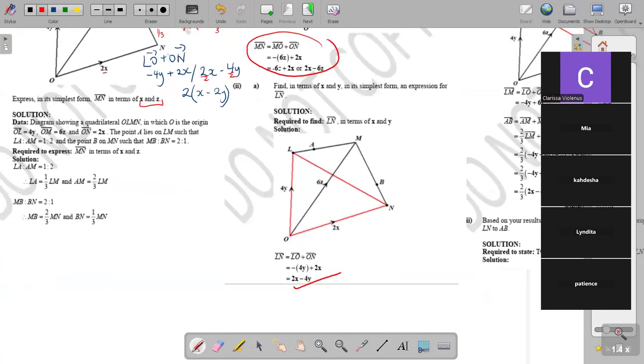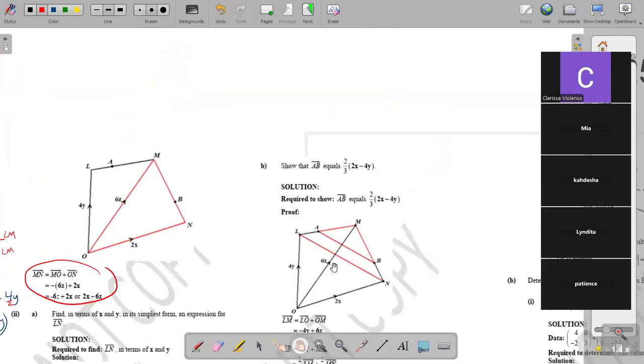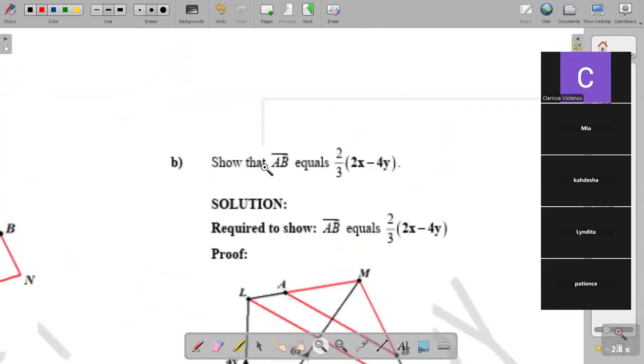Watch how easy this is. All right, let's move on. B, check this out now. Show that A. And let me tell you something: when they say show that, it means that this is the answer. So they expect you to find this, and when you find it, it must look like this. Even if you do it and it doesn't look like that, you have to find a way to make it look like this. That's the tricky part about it. So show that, prove that.